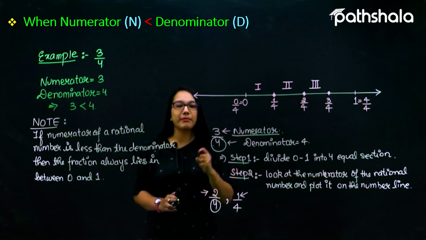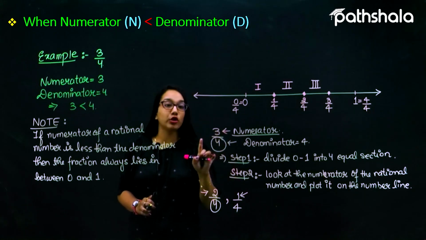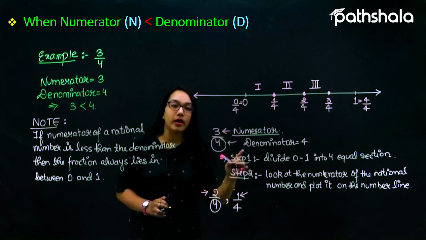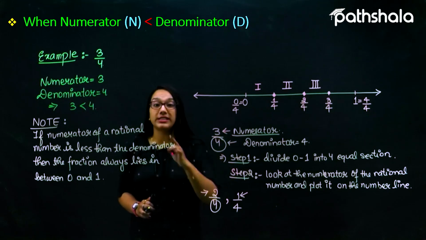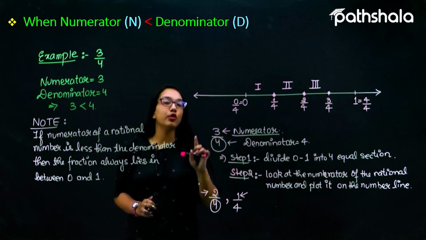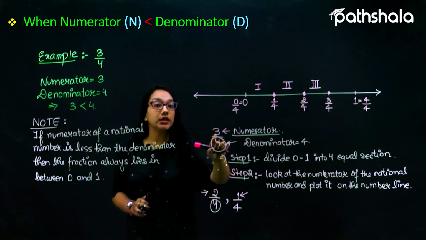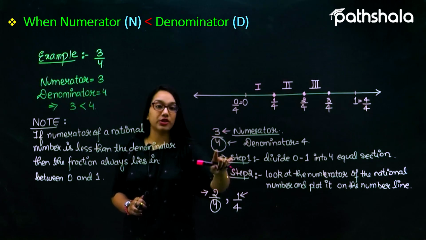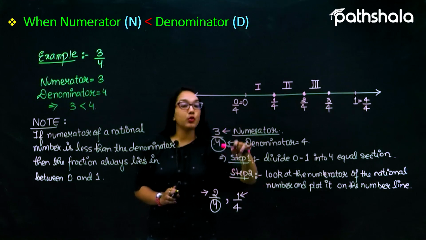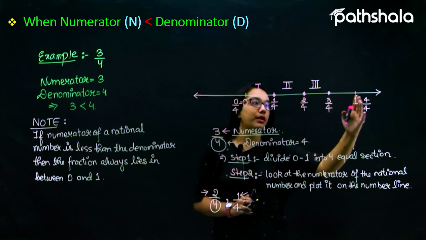So always remember 2 steps. Step number 1 is you have to look out for the denominator first, and then divide 0 and 1 into that many sections, and second, you have to look at the numerator. For instance, if we were talking about the third section out of the 4 sections, then you have to follow the same steps like I did over here, and in the same way you have to plot the numbers.